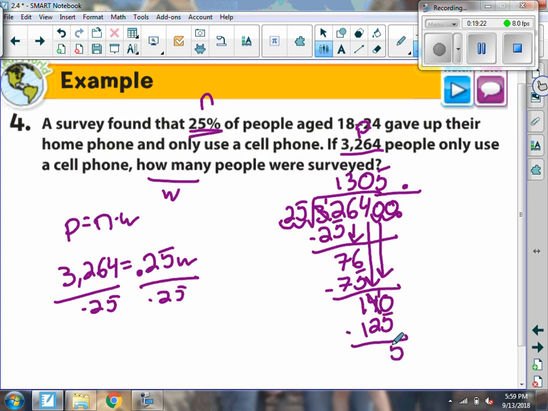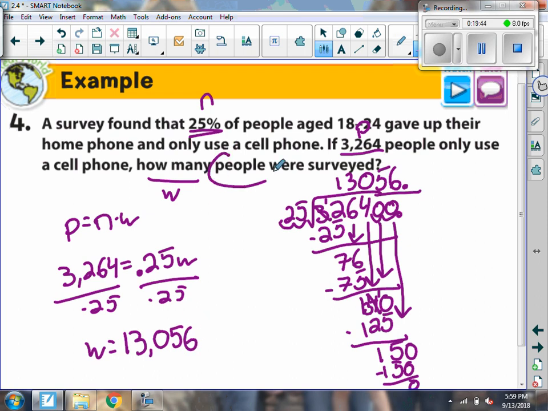So I have to carry my 1. 10 minus 5 is 5. That's now a 3. 3 minus 2 is 1. I'm going to bring down the 0. And 25 goes into 150 6 times. And I've zeroed out, so that's going to be my answer. So my whole is equal to 13,056 what? People.